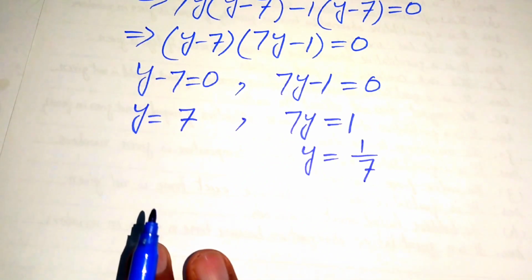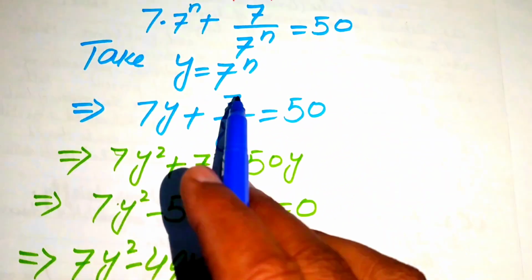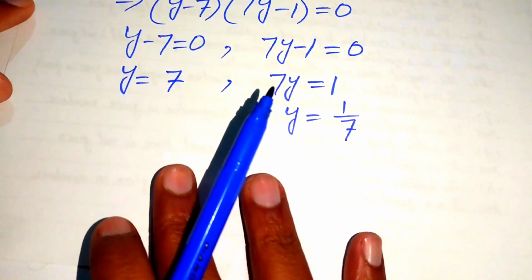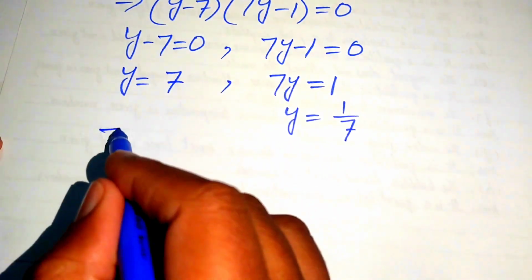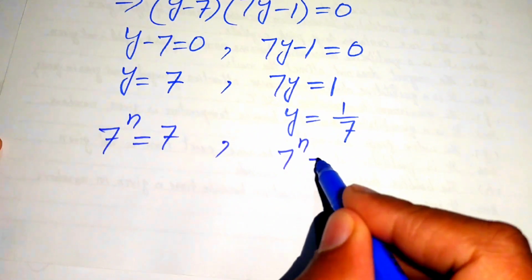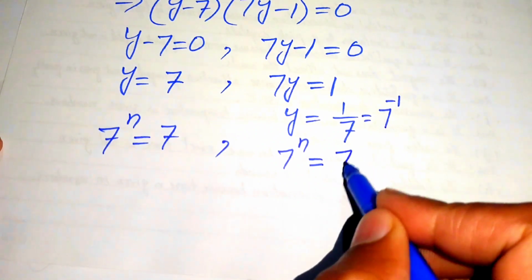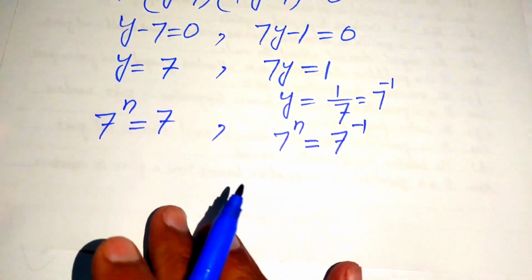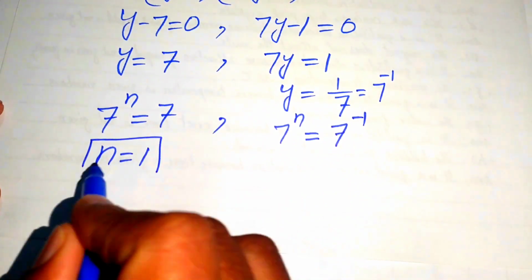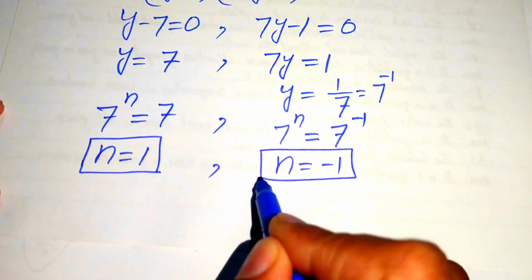So here we back substitute the value of y, but at the start of the problem we took y equals 7 to the power of n. So we put this value in this equation and we obtain 7 to the power of n equals 7, and in the second case we get 7 to the power of n equals 1 over 7. When we move the 7 upsides, then its exponent is minus 1, so we get 7 to the power of minus 1. So when we compare both of the sides, then in the first case you get the value of n is 1, and in the second case you get the value of n is minus 1.